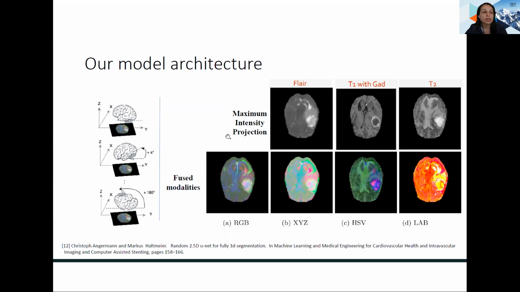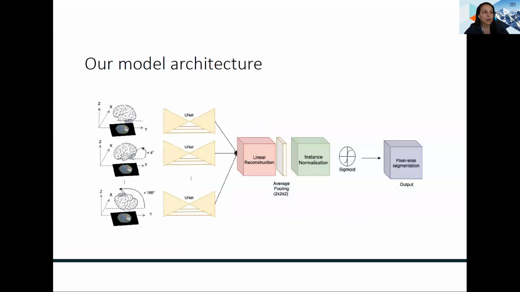Then we fuse these 2D images of different modalities using different color spaces. The resulting set of 2D images is then passed to our model. The backbone of our model is a standard 2D U-Net that's randomly initialized. The model receives color-fused 2D projected images extracted from the MRI volume of different modalities.